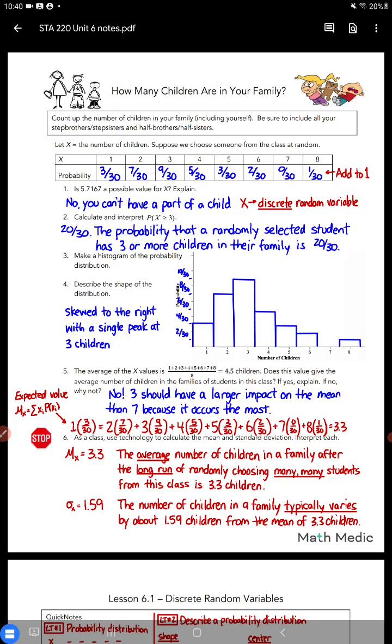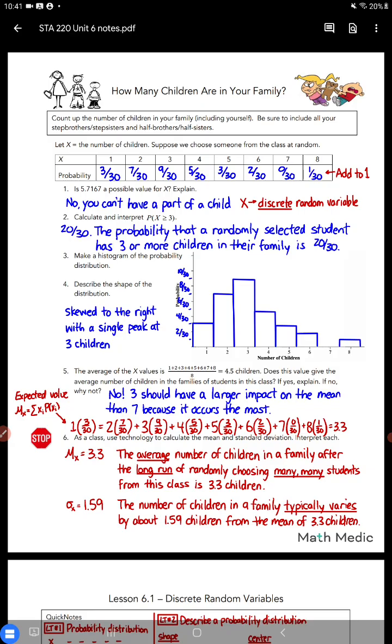When we talk about a probability distribution, we're looking at a set of different options and how likely they are to happen. So in our first example today, let's pretend we had a class of 30 and the instructions were to count up the number of children in your family, including yourself, right? So we are using what is called a random variable, and we are calling that random variable x, and we are letting x stand for the number of children, okay?